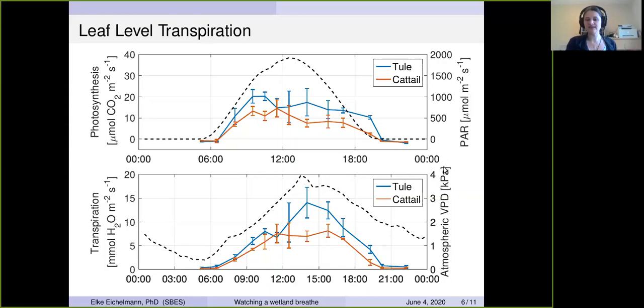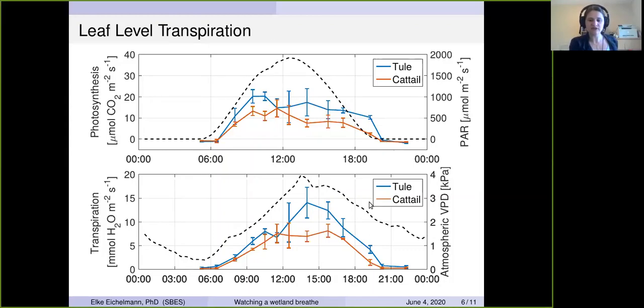On a bright sunny day at the peak of the growing season. I believe that was in early August or late July where we took those measurements. So you can see the general response of photosynthetic carbon uptake during the day and not much happening in terms of carbon exchange at night.